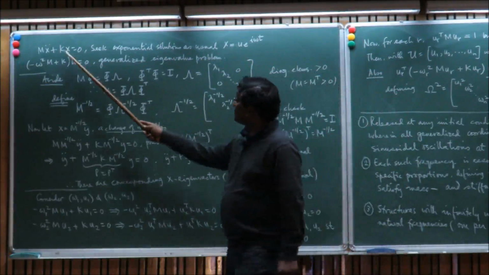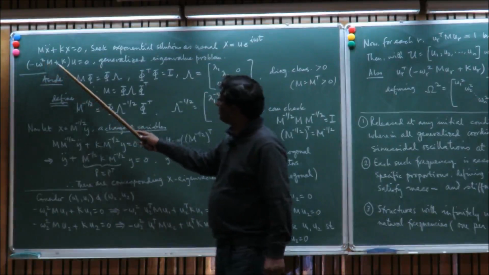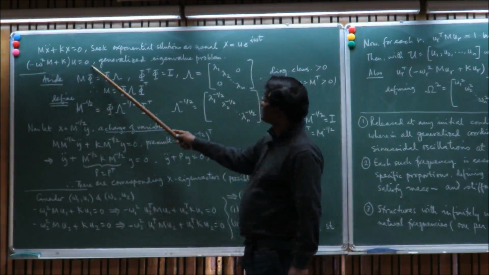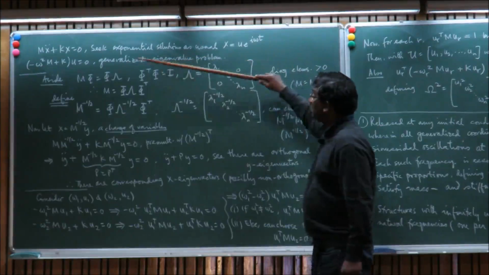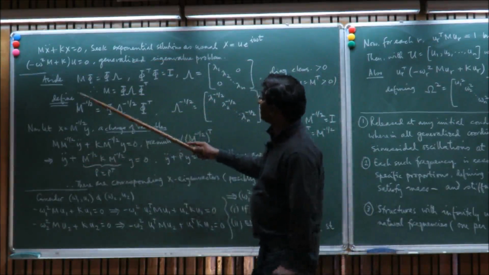When we substitute this into the equation, we get minus omega squared m plus k, the whole thing, times u is equal to 0. This is the generalized eigenvalue problem. We will return to this soon, but first let us do a side calculation.